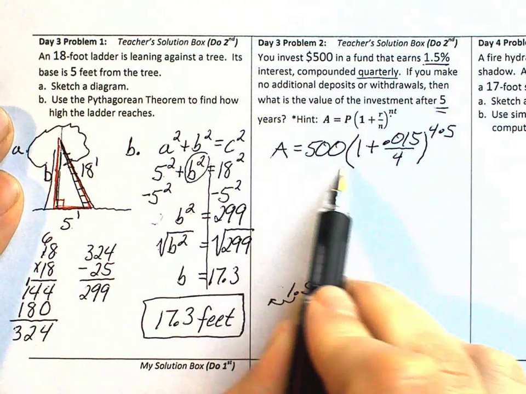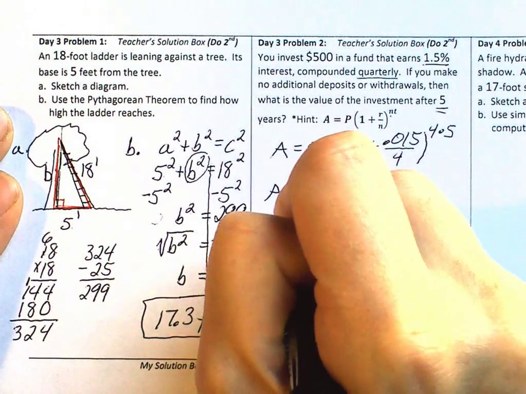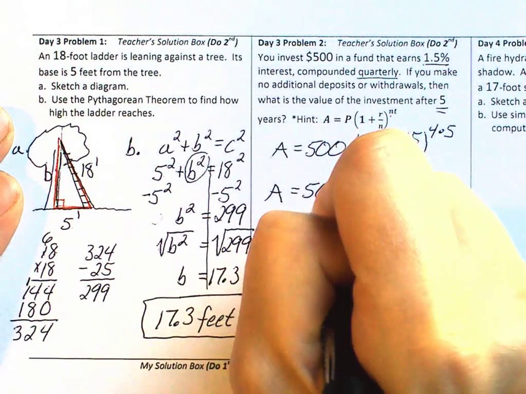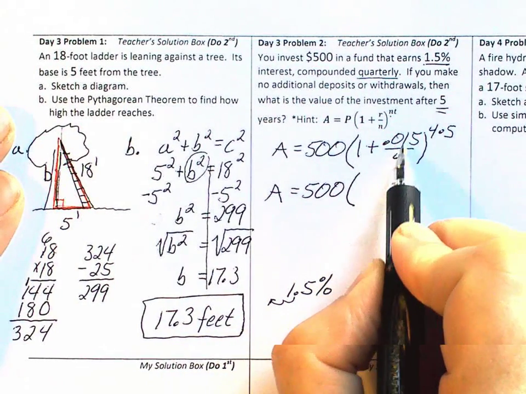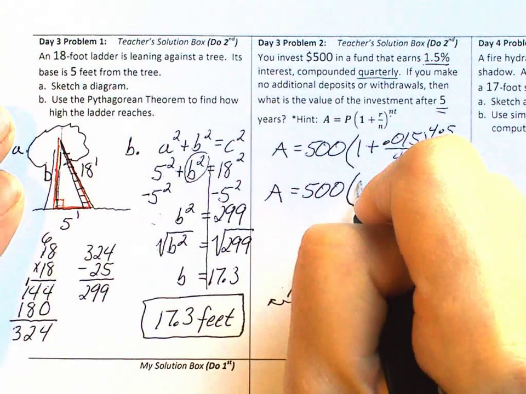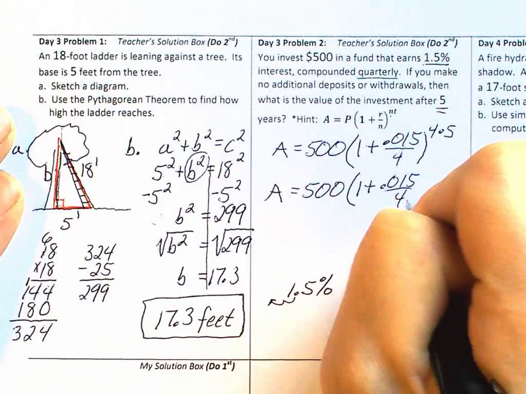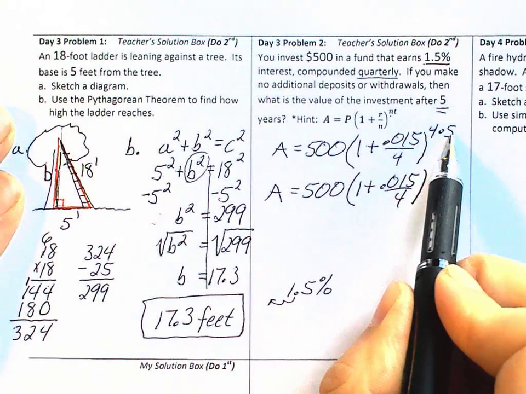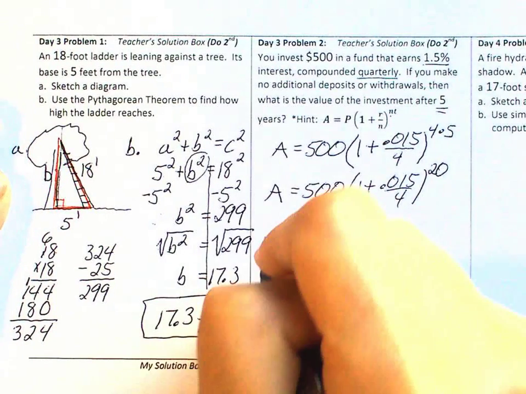Now, any of this that we can simplify will mean less typing in the calculator. And so let's simplify whatever we can easily do in our heads. Dividing by 4, not so easy to do, so let's just leave this alone. But this exponent we can do. 4 times 5, that's 20. That'll save us a little bit of typing.